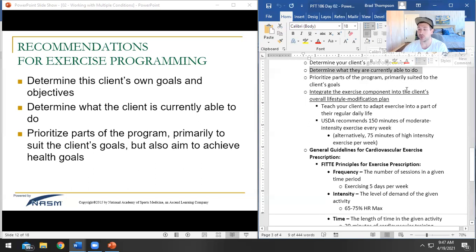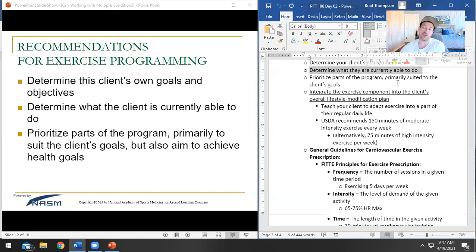And then determine what they're currently able to do. You could write a program that says, hey, we're going to get you committed to working out 6 days a week. And if your client doesn't have the ability to do that with their schedule, then it's not going to be very effective. So we need to determine what they're currently actually able to participate in, both physically and schedule-wise.